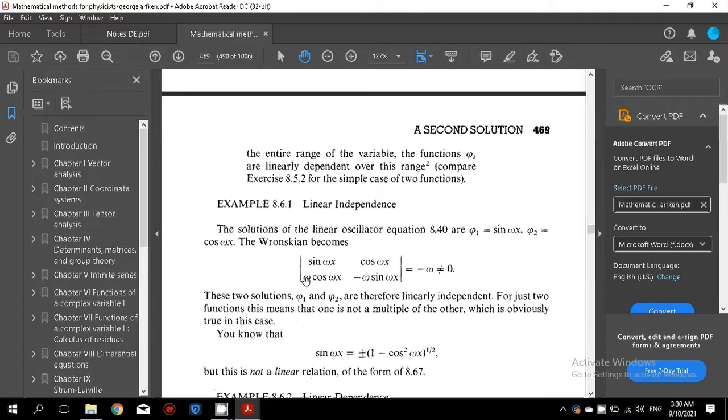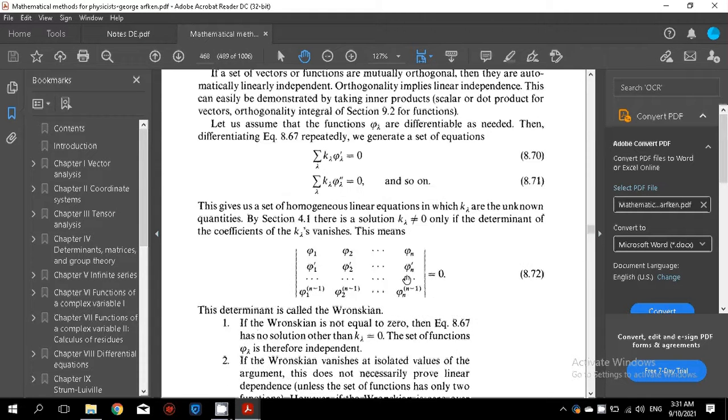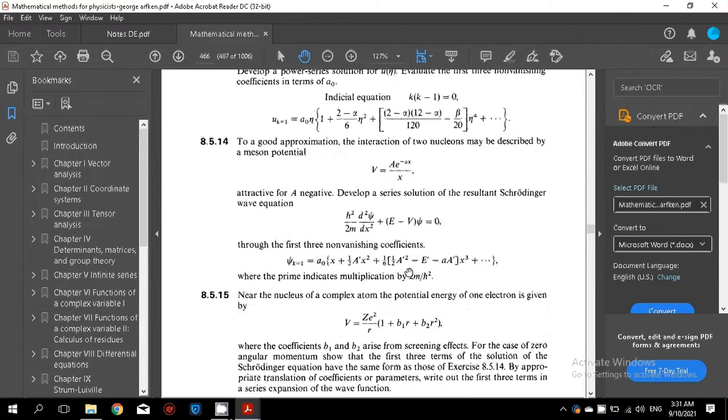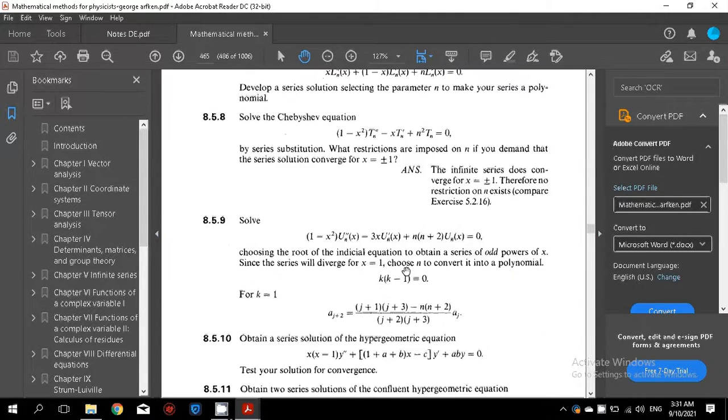We will refer to this later on. The Wronskian is equal to the determinant of y1, y2, derivative of y1, derivative of y2. That is called the Wronskian, written as capital W. So this is the first point I wanted to discuss, and the second point is over here.